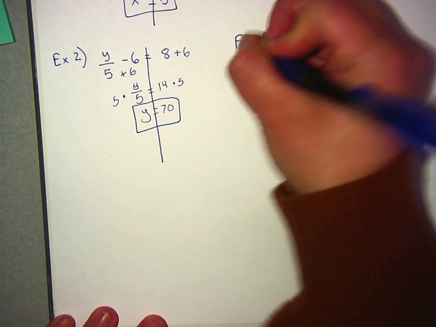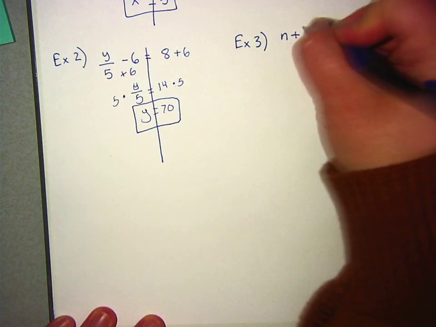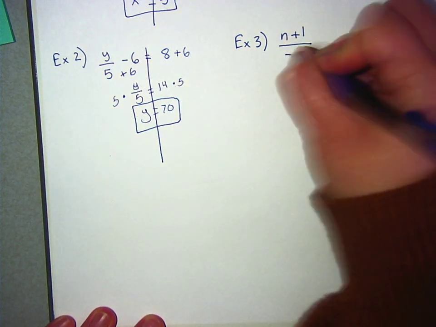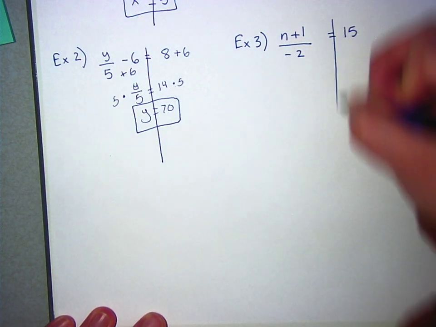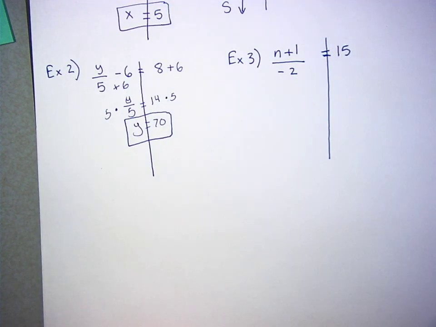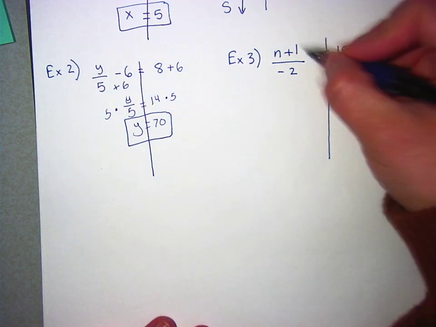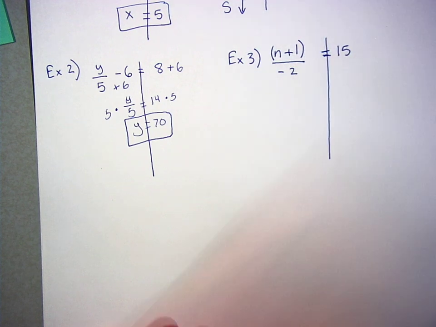All right, example 3. Let's try something a little harder. How about this one? n plus 1 divided by negative 2 equals 15. Okay, now I want to talk about this one. This one is confusing because you would think opposite PEMDAS, the first thing we get rid of is adding and subtracting, right? But here's the trick. Everybody look up. Anytime you've got a fraction like this, it's kind of like implied parentheses right here.